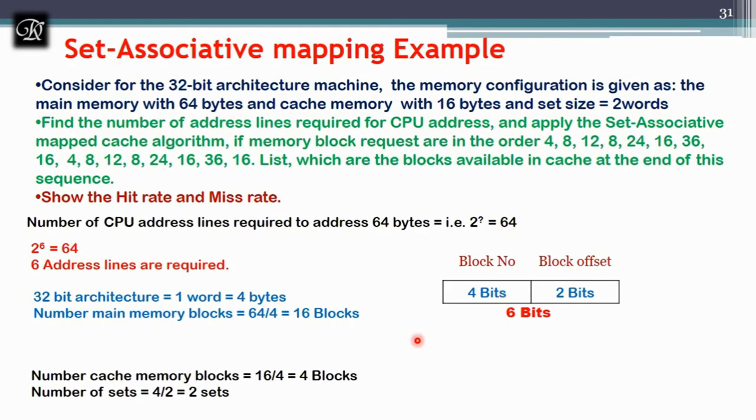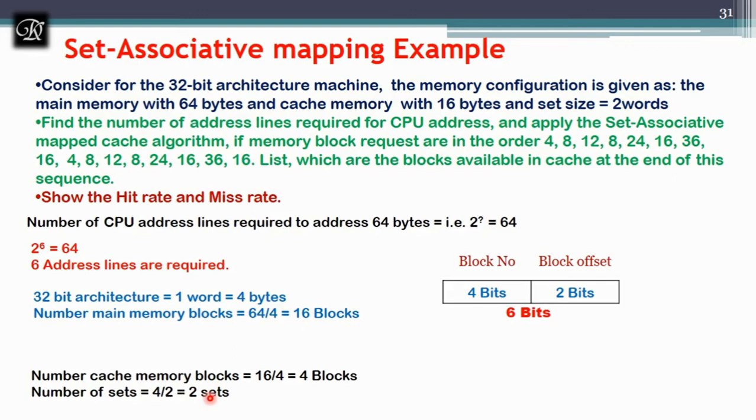And coming to the cache, we have 16 bytes of cache divided by 4, which gives you 4 blocks. The number of sets is given by the total number of blocks available in the cache divided by the set size. It means 4 by 2, where 2 is given by the question and 4 I got from this calculation, 16 by 4. So I have got 2 sets. In the previous discussion I said it is 64, but in this example with this architecture I have 2 sets in this cache.